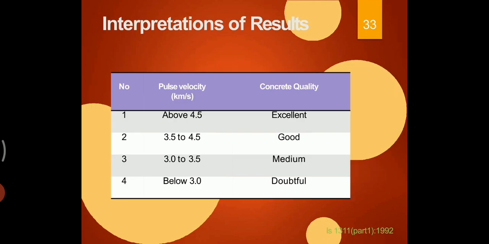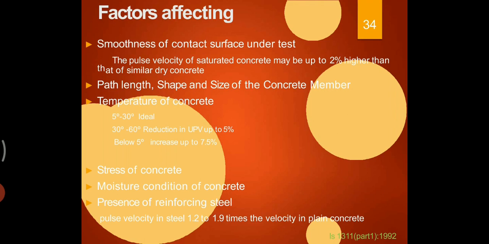Now the results are interpreted as follows. If the pulse velocity is above 4.5 km per second, then it is excellent. If the velocity is 3.5 to 4.5 km per second, it is good. 3 to 3.5 is medium, and below 3 is doubtful concrete quality.